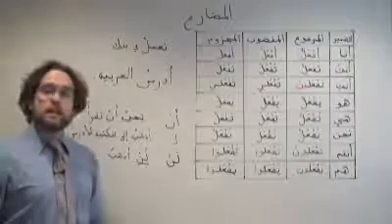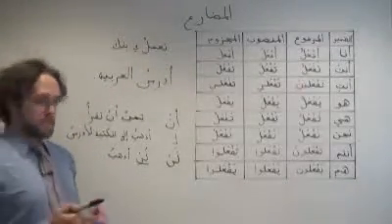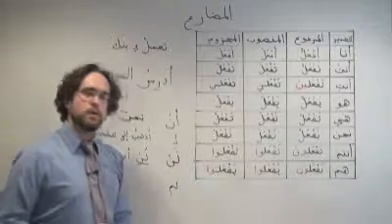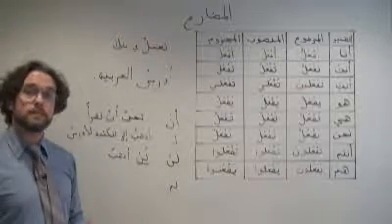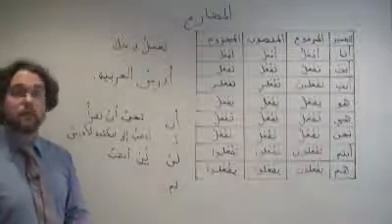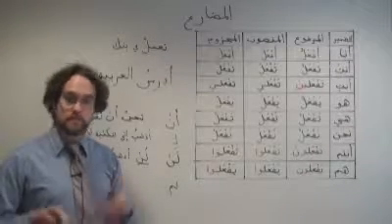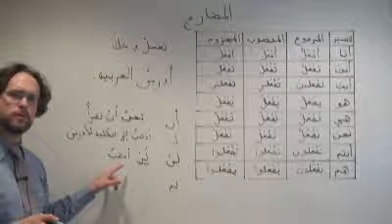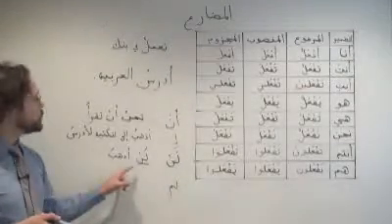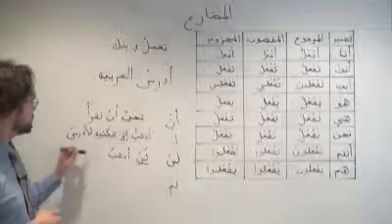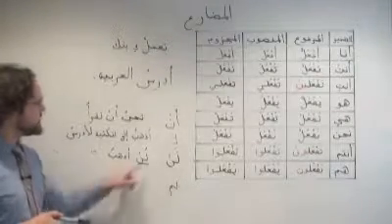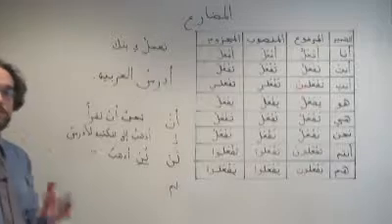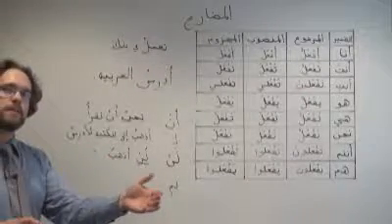Finally, majzoom, we most often see it and hear it after the particle lam, which we use to negate the past or to create a negative past tense sense in formal Arabic. You'll notice that with lan here, even though we're talking about the future, I will not go to the library to study, it's conjugated very much like a present tense verb, even though we're discussing something involving the future.